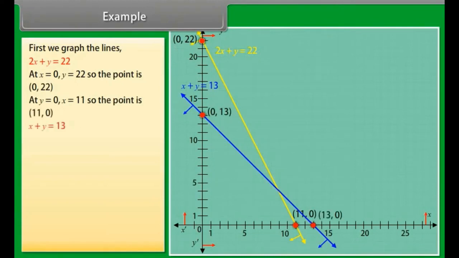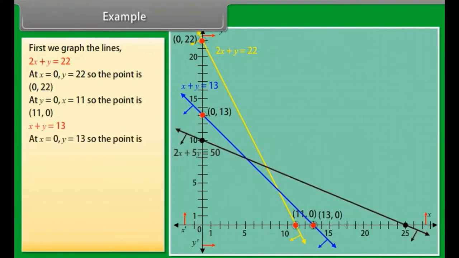x plus y equals 13. At x equals 0, y equals 13. So, the point is 0, 13. At y equals 0, x equals 13. So, the point is 13, 0.